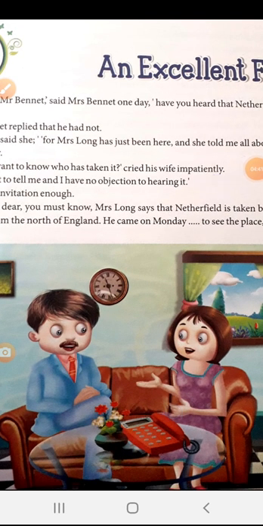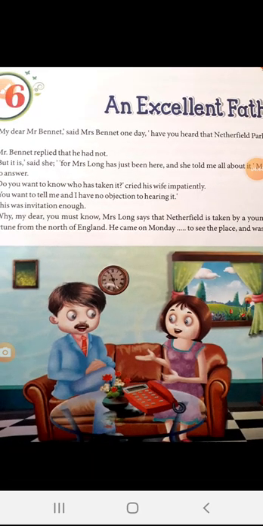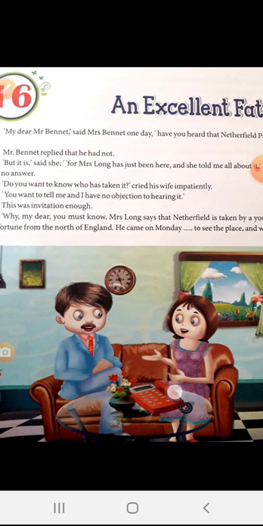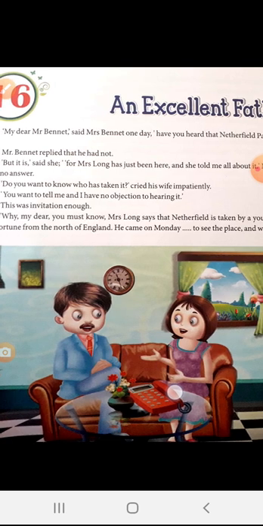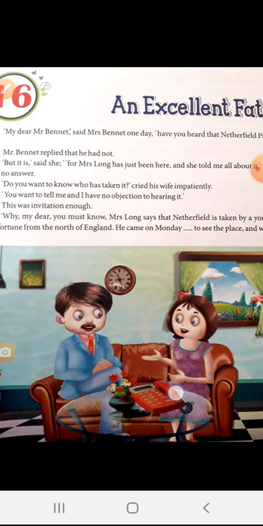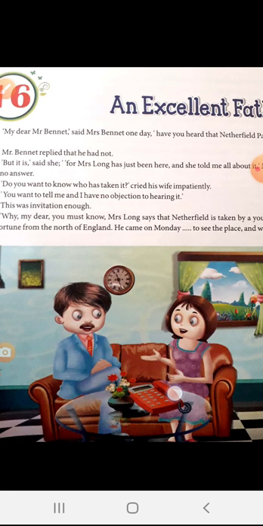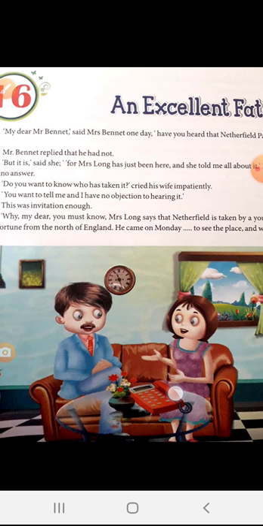So you can see here Mr. and Mrs. Bennet both were sitting here and they both had a conversation. Let's see what happened. My dear Mr. Bennet, said Mrs. Bennet one day, have you heard that Netherfield Park is let at last. Now, what do you mean by let? Let means that something has been given on rent. Netherfield Park is a residential place that has been given on rent, right?